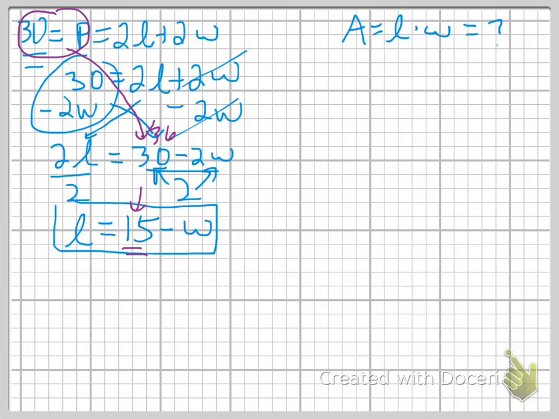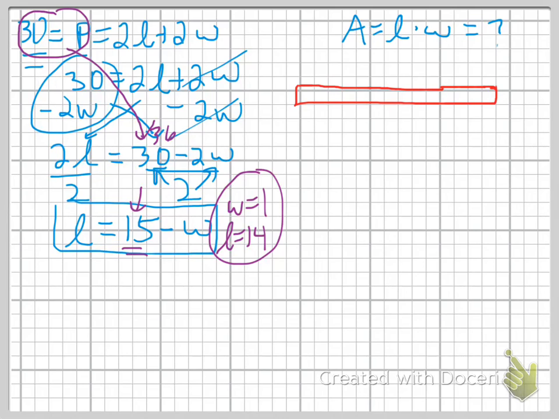So let's start with the easiest one to do, which is let's choose W equals 1. If W equals 1, most of us can go 15 minus 1 is 14. So I need a width of 1 and a length of 14. That's what I need here. So let's draw that in red: a width of 1 and a length of 14. There's 5, 10, 13, 14. Okay, so that's up here. Width of 1, length of 14.